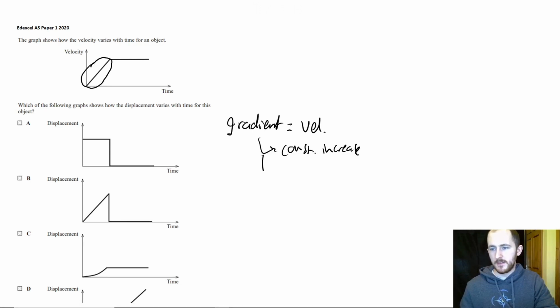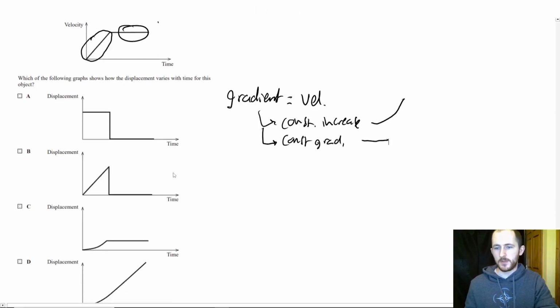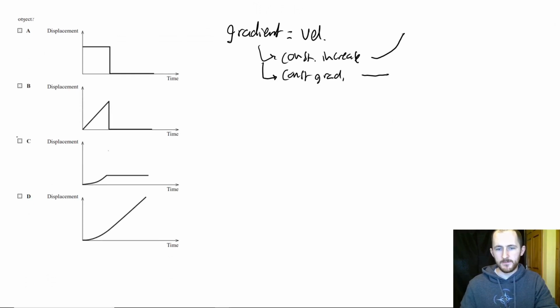And then, when it gets to this flat part, the velocity is constant, right? Which means we should have a constant gradient. So this part should look like a curve up, and then this part will be a flat part. So, which one shows that? It's part C. That would be my logic in doing this, okay?